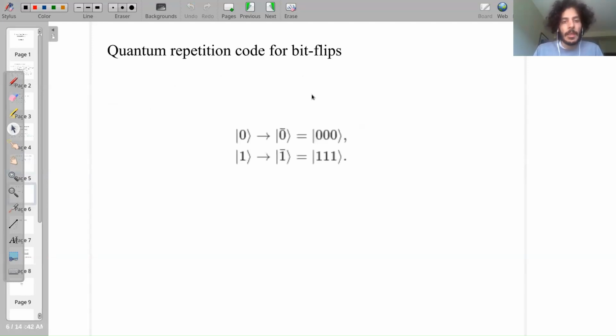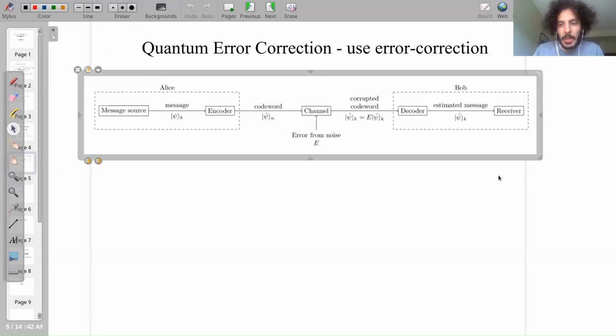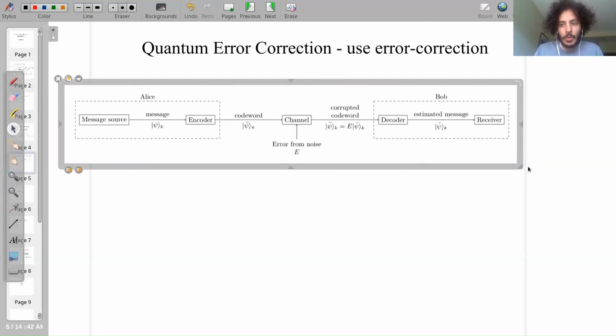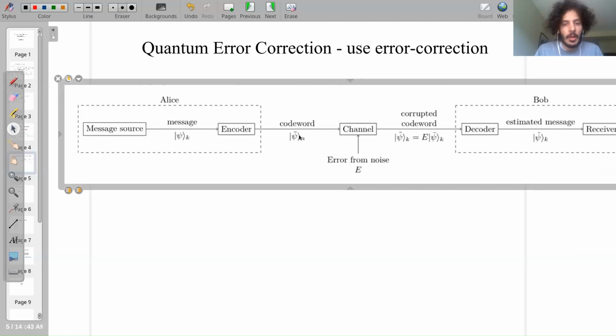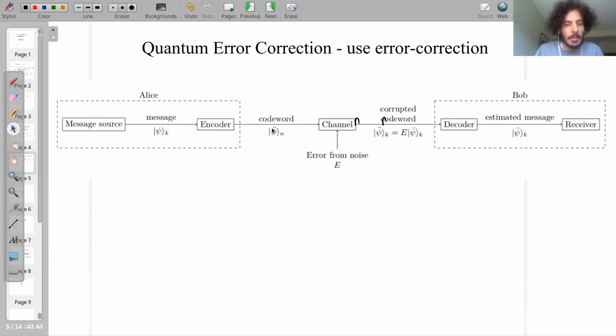What is the symbol you're using above the ket for the code word? Oh, sorry, this is not big enough. I can make this big enough. So it is a bar, just like in the classical case. It's a psi bar, and this is psi tilde. Sometimes I'll also refer to them orally as psi bar and psi tilde. Psi bar is a code word, and psi tilde is the corrupted code word.